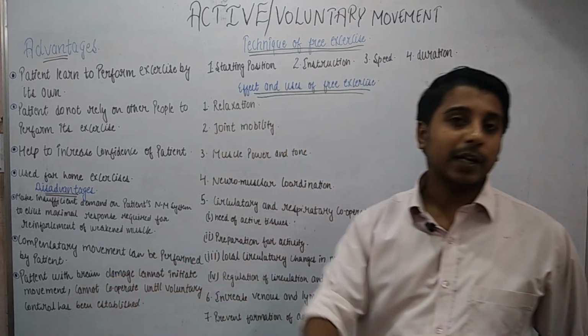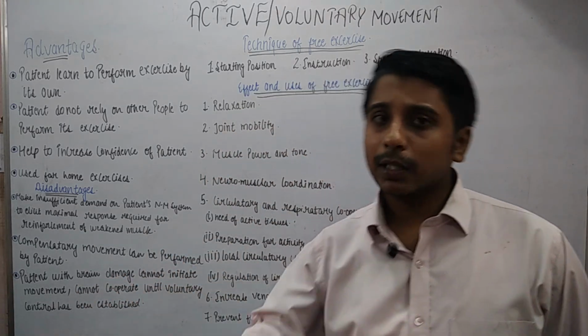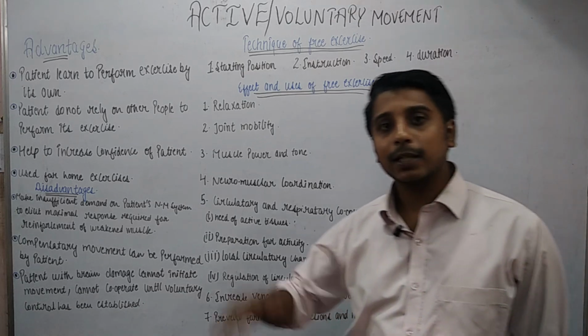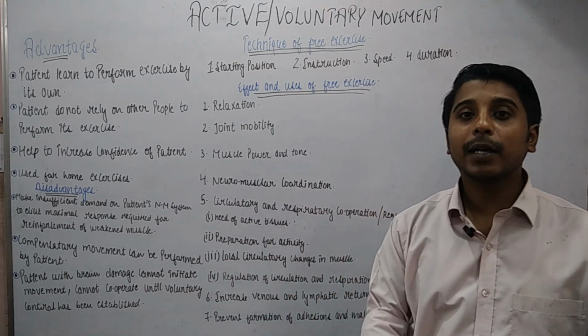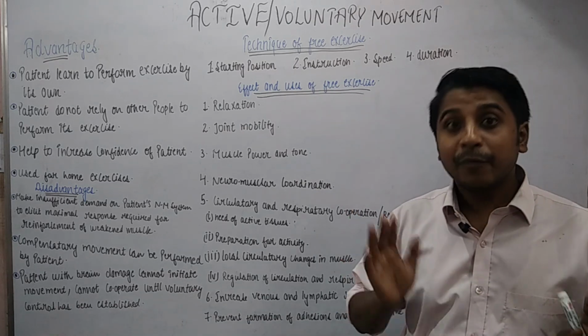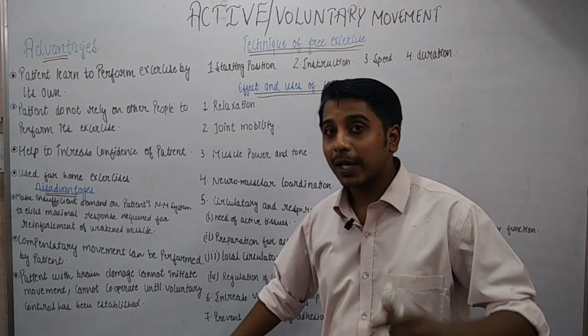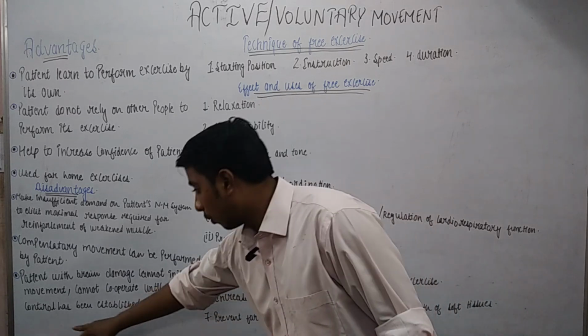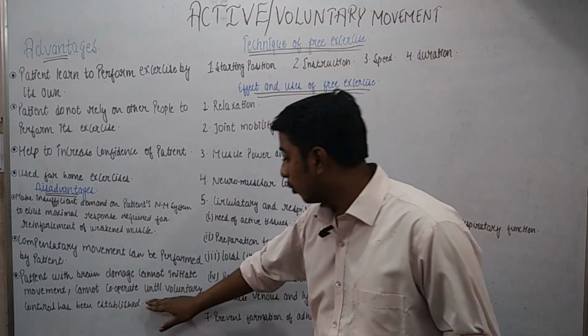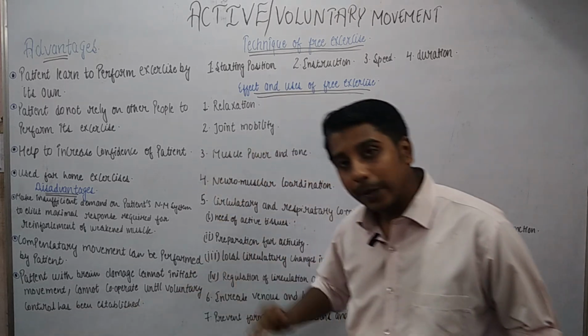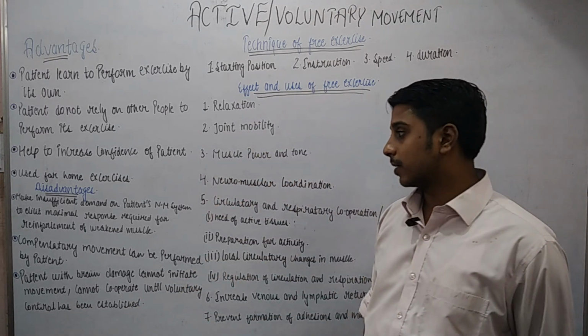Then if there is any kind of brain damage in the patient, this type of patient cannot initiate the voluntary movement, so we cannot prescribe the free exercise, but we can prescribe free exercise after voluntary control is established. So these patients first of all need to gain a voluntary control, only then we can use free exercise.